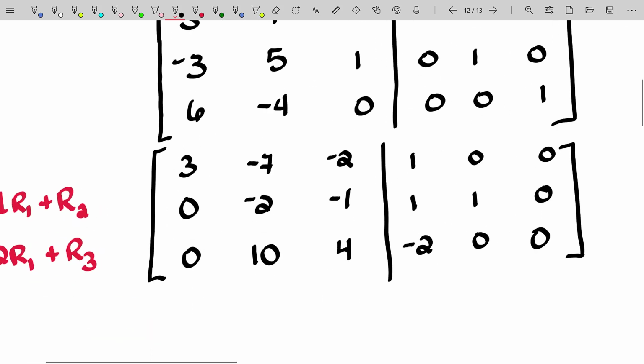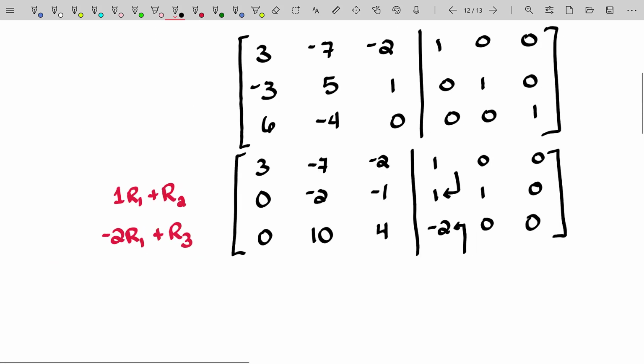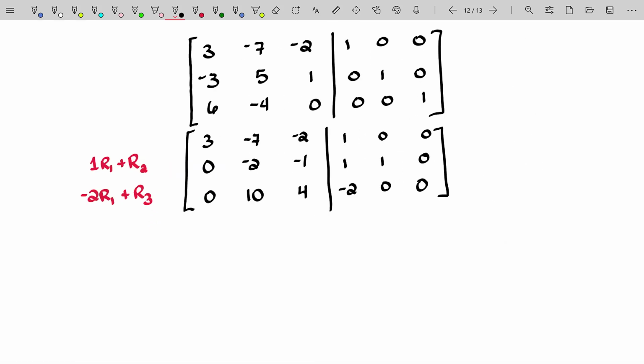But if you take a look at this, it almost looks as though we're tracking the changes that we're making right here. So we added row 1 to row 2, and look, this is a +1. And we subtracted twice row 1 from row 3, and this is a -2. Well, that pattern actually is going to break in the next step, which is why I think most authors are going to avoid this discussion. But let's just see what happens in the next step. I'm going to take 5 times row 2 and add it to row 3.